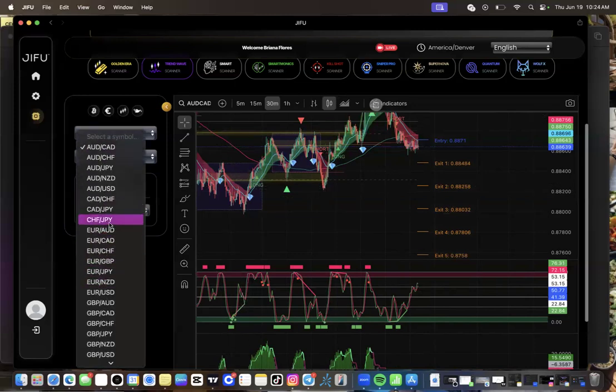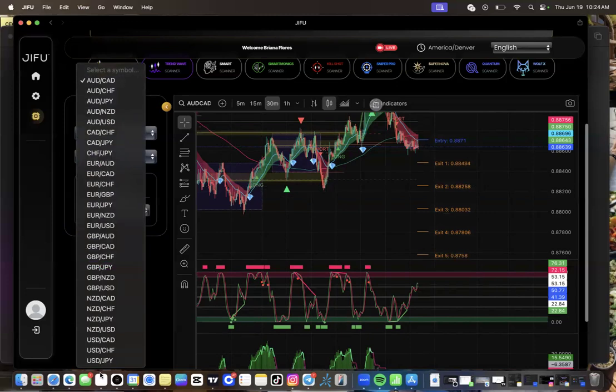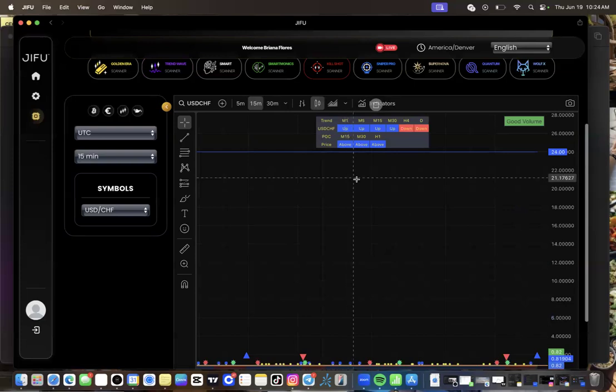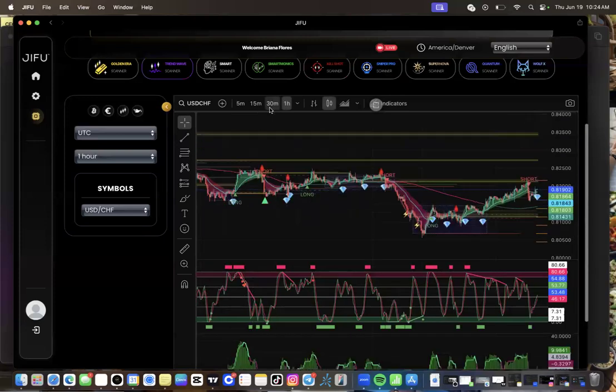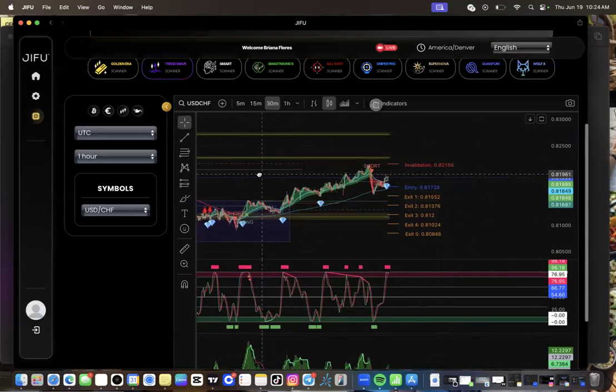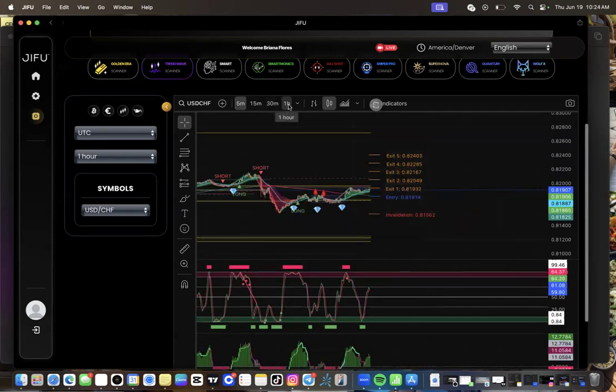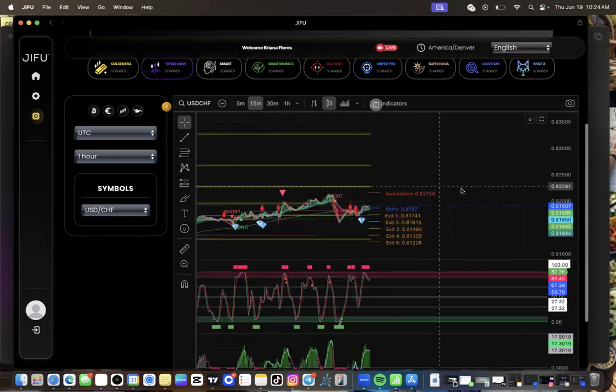USD CHF. Oh my goodness. USD CHF. Does the exit make sense? That's something that a lot of people don't understand. They just randomly put exits. But you do want to make sure that you look in the past, and this is good. Let's look. Nope. Nope. No, none of these are good.